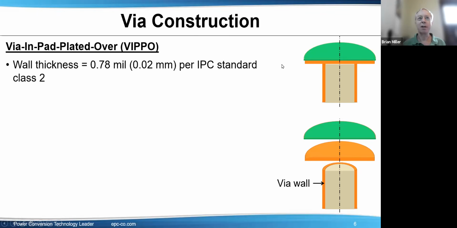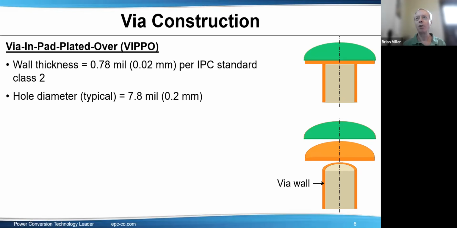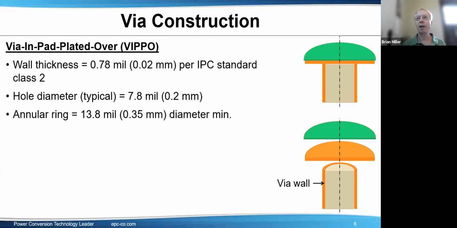So some of the details of constructing it. First, the wall thickness. This is the side view. This is the actual via coming down. The wall thickness should be 0.78 mils, 0.2 millimeters per IEC standard. The hole diameter from one side to the other side, 7.8 mils or 0.2 millimeters. Annular ring, 0.35 millimeters. And plated over. Down here is kind of like a tilted view. So you see the copper plated over, and that's important to keep everything good for the actual pad with the FET.